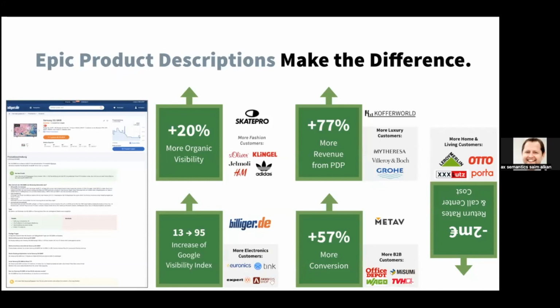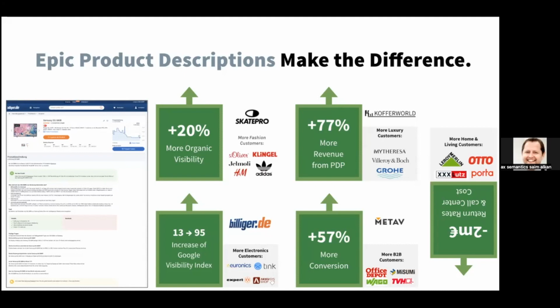We have here our customers that have epic product descriptions already. They have these extended product descriptions, and you might know these brands already because you have watched our meetups or just from other sources. You see that we have an increase of 20% as for organic visibility. And that is really fantastic. As for Cover World, for instance, we see an increase of 77% regarding their revenue. And this is due to the product description page. And at meetup, we have an increase of 57% as for their conversion rates. And we also saw that the visibility at Google was also increased with billiger.de, for instance. So the general organic search has improved.